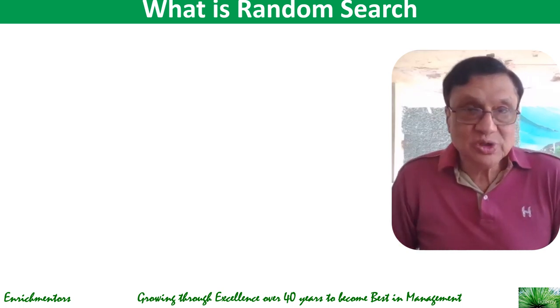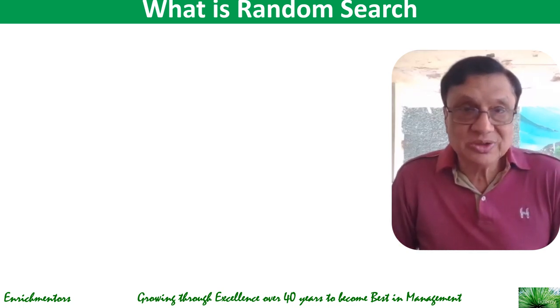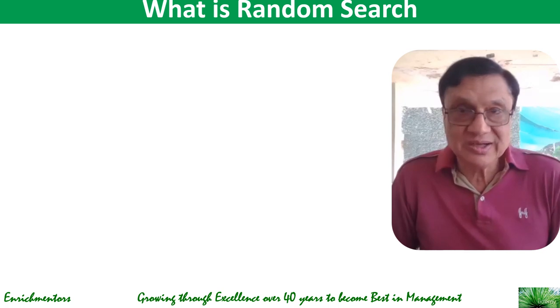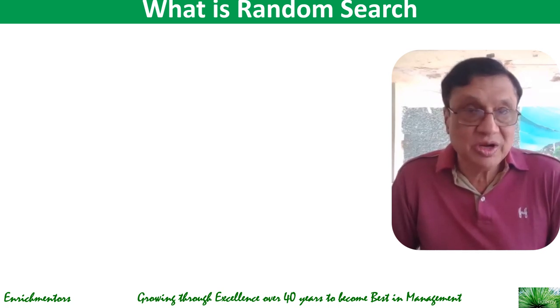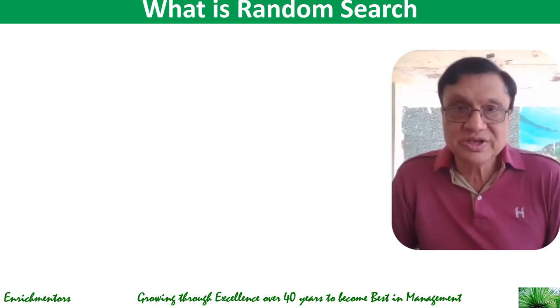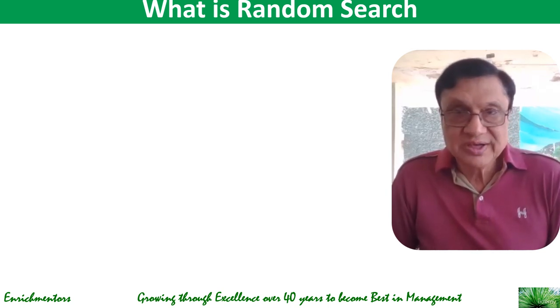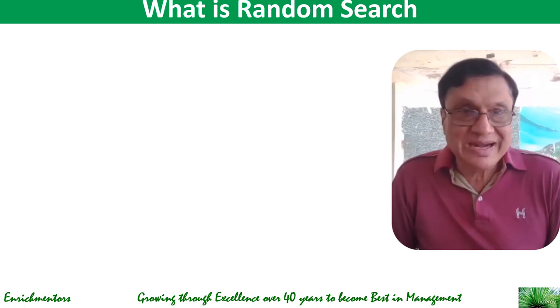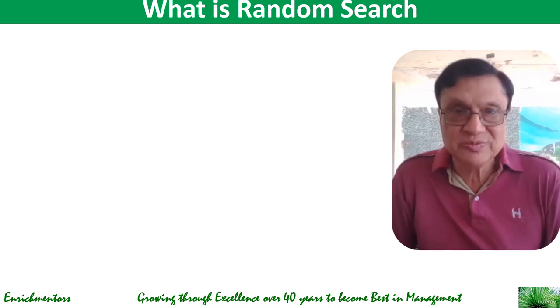So random search also is a hyperparameter tuning technique, in a similar way, for machine learning models. But unlike grid search, which systematically evaluates all possible combinations of hyperparameters within a predefined grid, random search randomly samples hyperparameter values from a specified distribution and evaluates the performance.